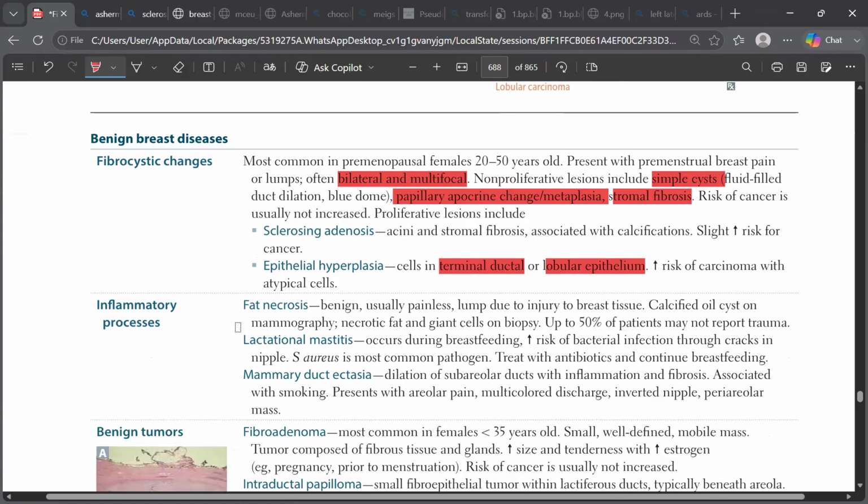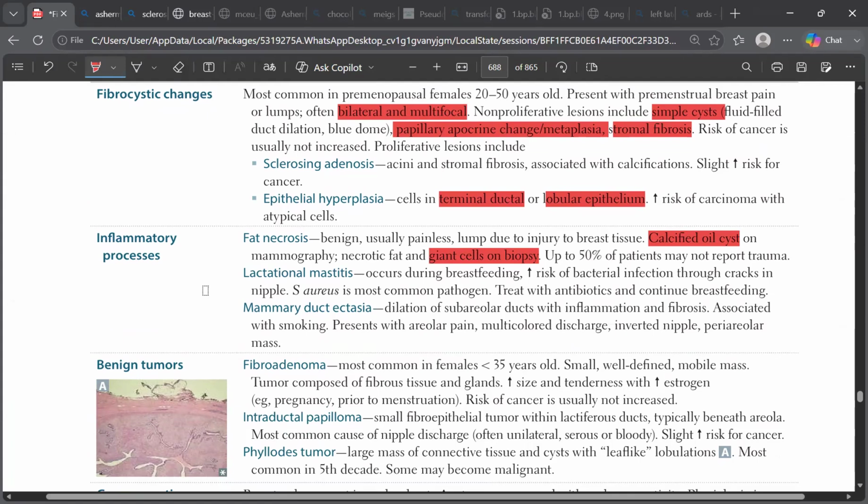In the inflammatory processes, there is fat necrosis, which is a benign, usually painless lump due to injury to breast tissue. It is a calcified oil cyst on mammography. Necrotic fat, because it is fat necrosis, and giant cells on biopsy. Up to 50% of patients may not report trauma. Patients do not remember the trauma because they do not recall it. They might not call it trauma, but it is actually trauma, and so they do not have a recollection of it in their memory. And this would cause fat necrosis and giant cells and necrotic fat on biopsy and calcified oil cyst.